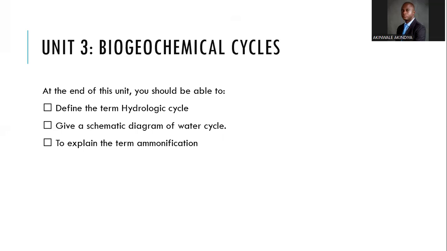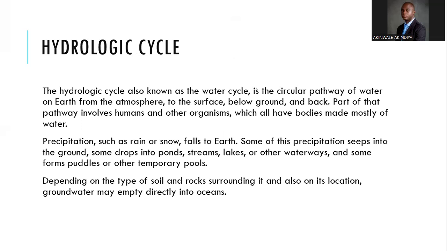So we will look at biogeochemical cycles in detail. We're going to look at the hydrologic cycle, and at schematic diagrams of other cycles. We should be able to explain the term ammonification. Hydrologic cycle: of course, hydro means water.